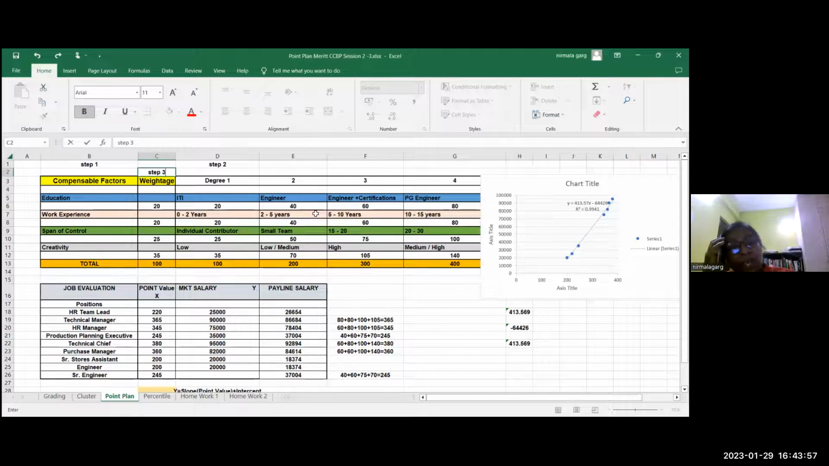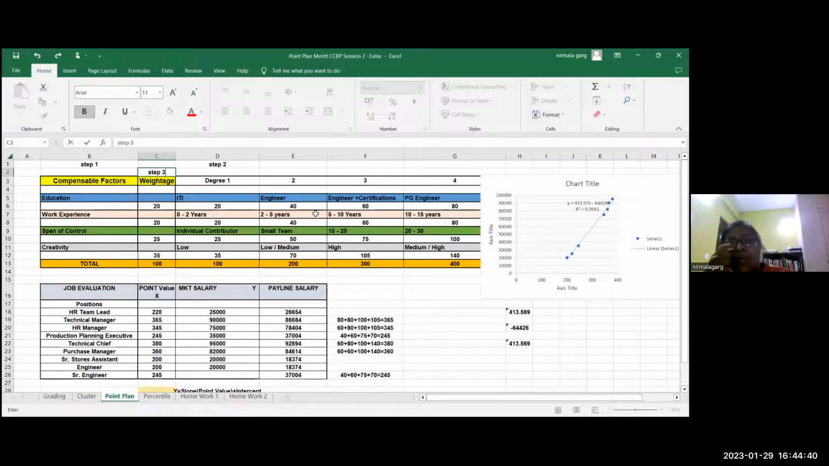So when you ask how will I actually have these degrees, before you put a numerical on degree 1, you will have to look at what my process is, what my workflow is, what kind of jobs are there, and what kind of requirements there are with reference to these compensable factors. For example, in a manufacturing organization where the workflow process is very, very simple, the education required will be a minimum of just an ITI and a maximum of maybe an engineer.